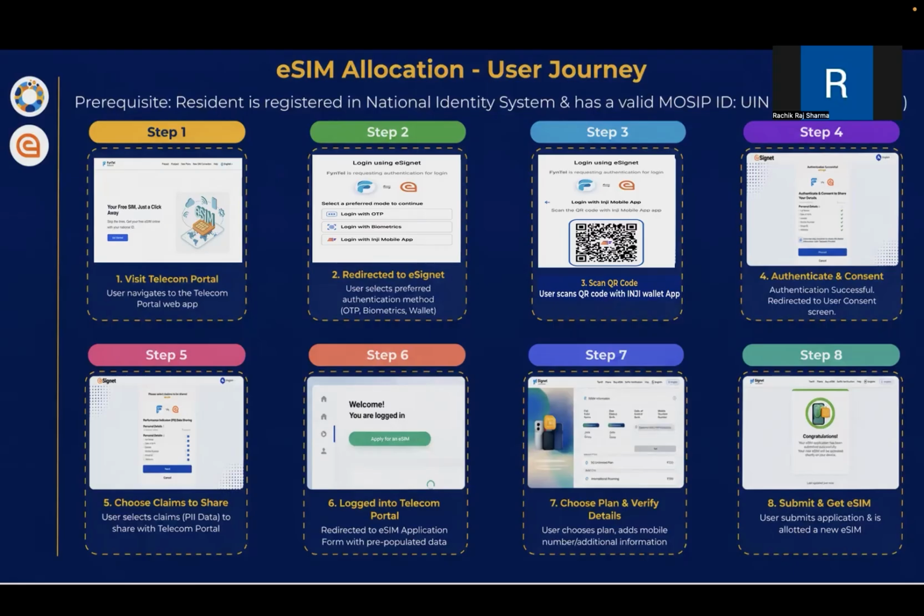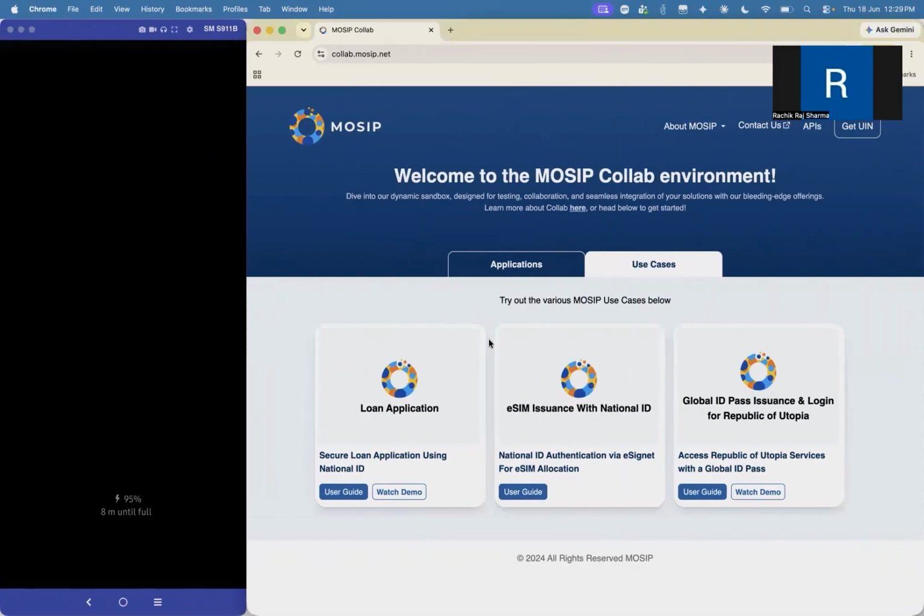And on the telecom portal, the user will start to fill in the details to apply for an eSIM. They will fill in some information about the plan they want to use, some information about their mobile or SIMs, and then they'll apply for it. Once they submit the application, they'll be allotted an eSIM. So that's the process on a high level. Let's jump into the demo and see how this is all coming together.